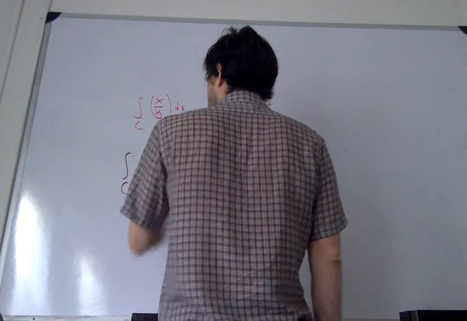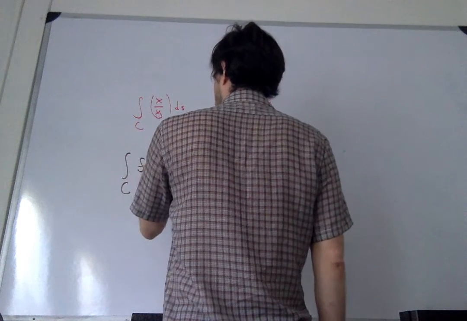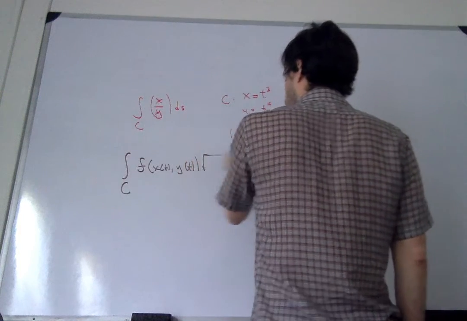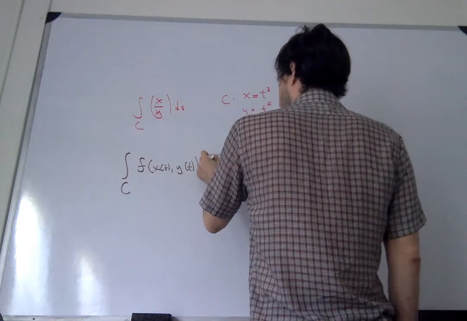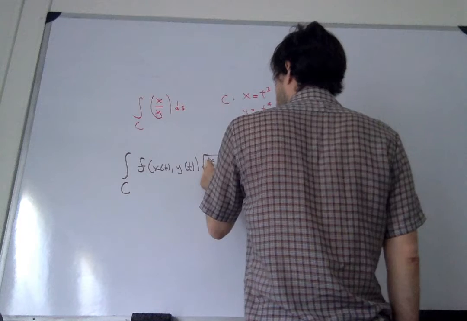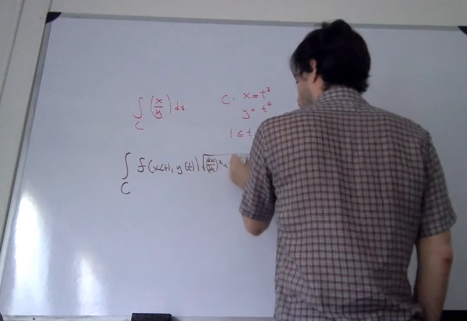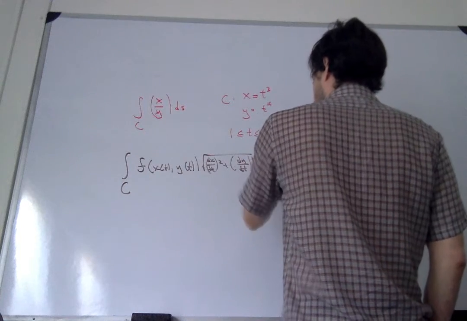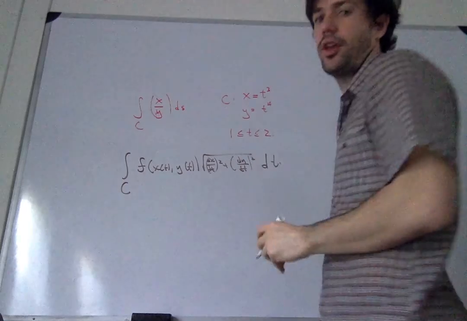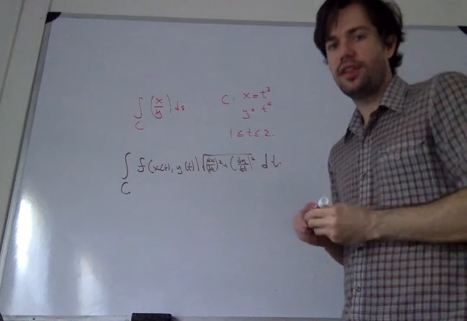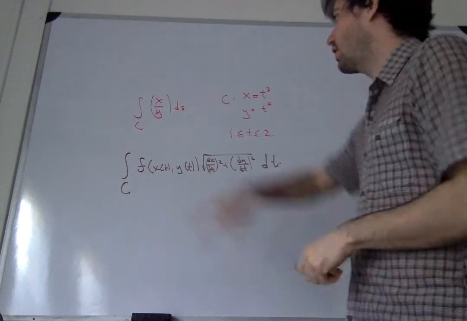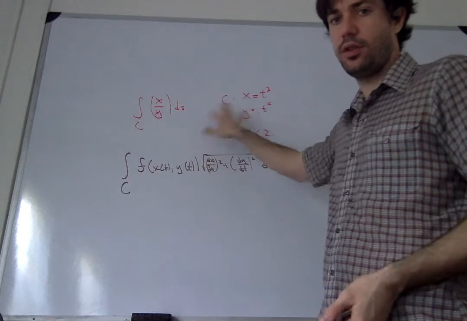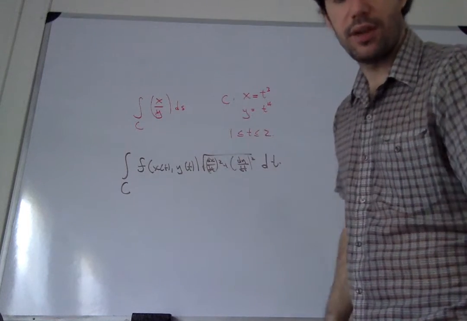So the definition was the integral of f of x(t), y(t) times the square root of (dx/dt) squared plus (dy/dt) squared dt. Okay? This is your formula. Sometimes it can be difficult to connect the abstract formula to the actual example. So I'm here to show you that.